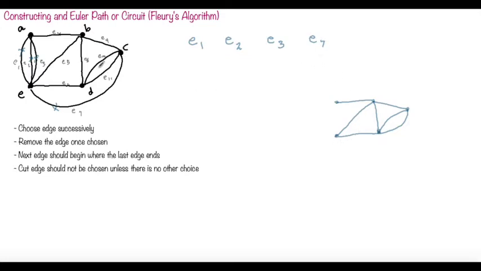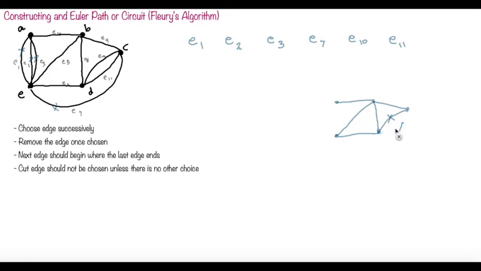We can choose E10, E11, E9, or E6. Okay, so let's choose E10 here. Now E10 is also gone. Okay, now I will choose E11. So E11 is also gone. Okay, now let's see how our graph looks.